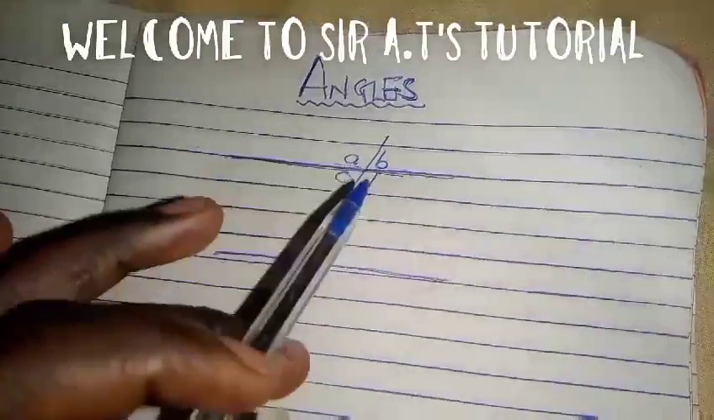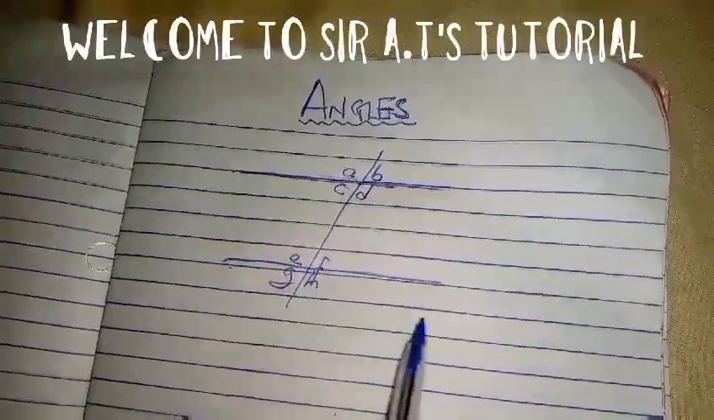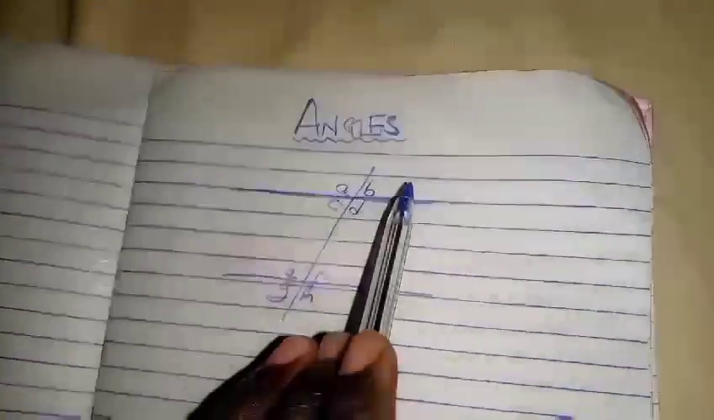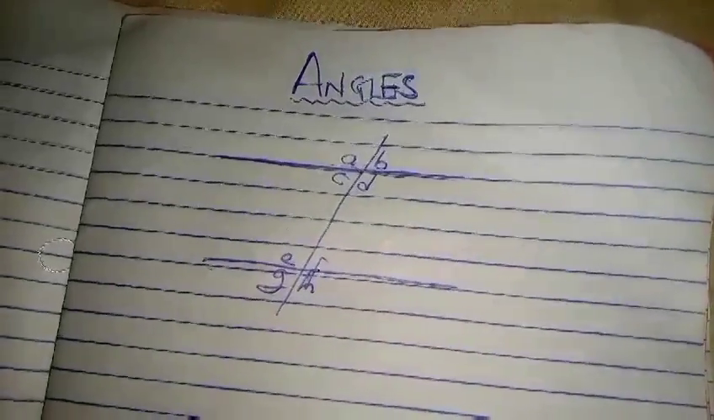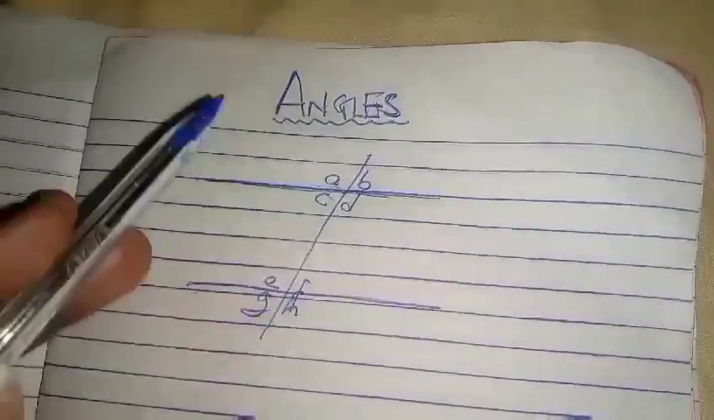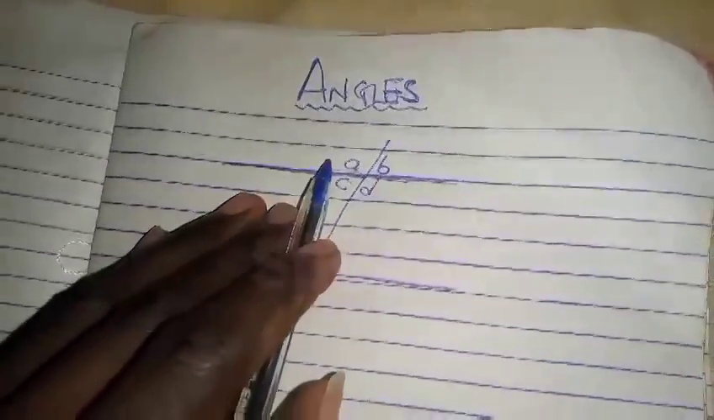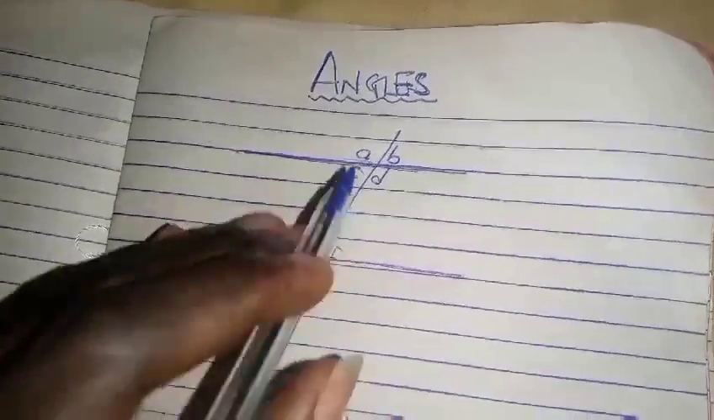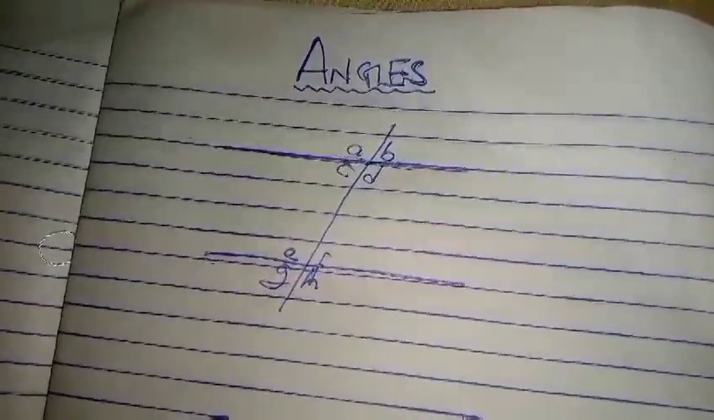Now we're going to look at angles. I have two parallel lines here, one here and the other at the top, and a line passing through. This line is what we call a transversal. I've labeled the angles A, B, C, D, E, F, G, H. Now we are going to focus on angle at a point and then angle on a straight line.